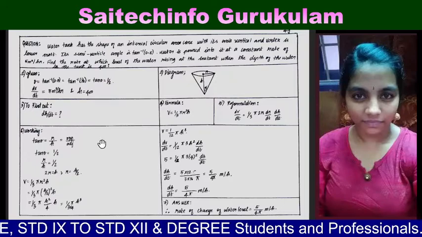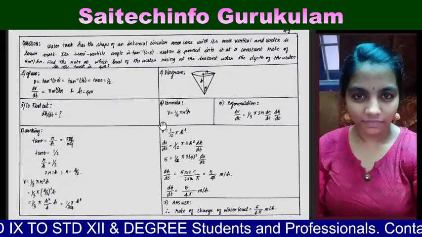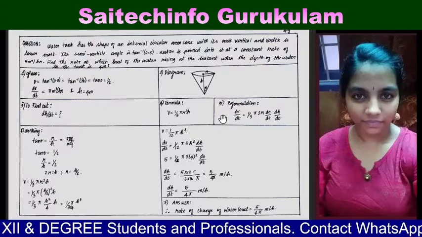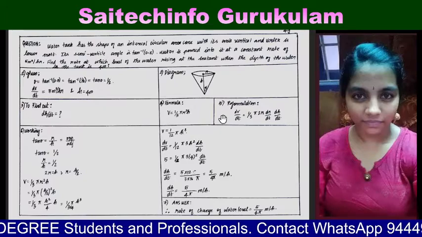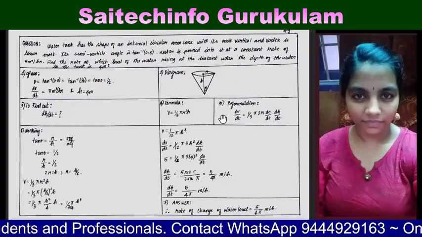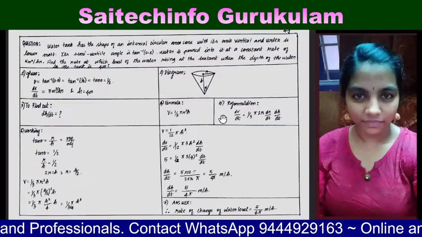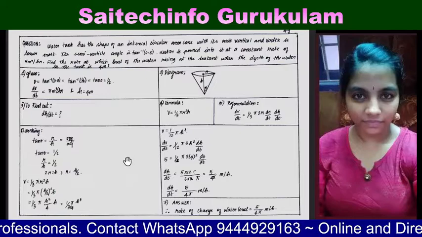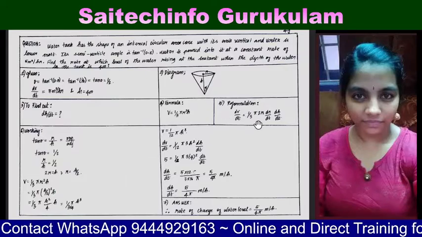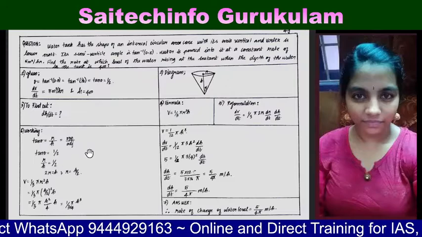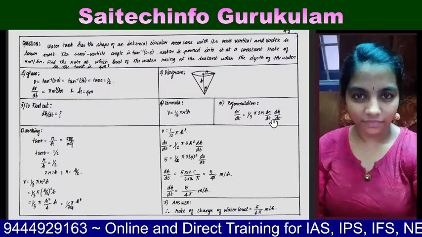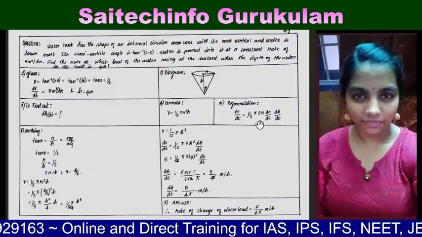Then we are moving on with volume. V is equal to 1 by 3 pi r square h. In this r, we can substitute h by 2, which we already derived and kept. So 1 by 3 pi, h by 2 the whole square, into h. On further simplification, we get 1 by 12 pi h cube. Then we are proceeding with the differentiation with respect to time. dV by dt is equal to 1 by 12 pi 3h square dh by dt.